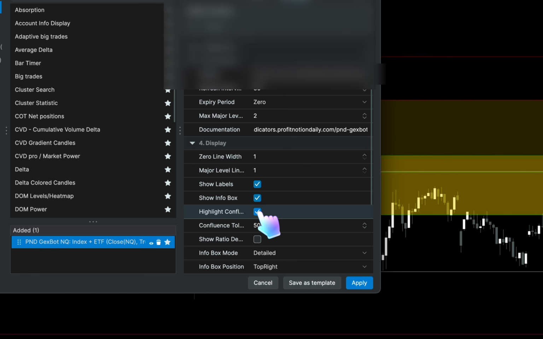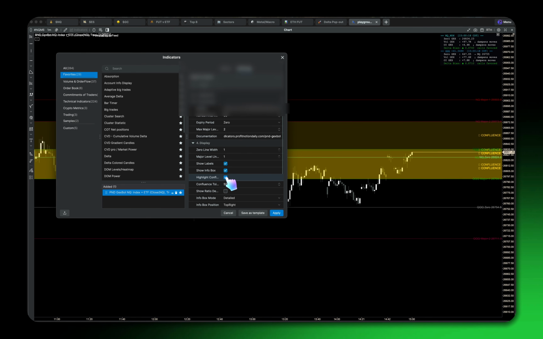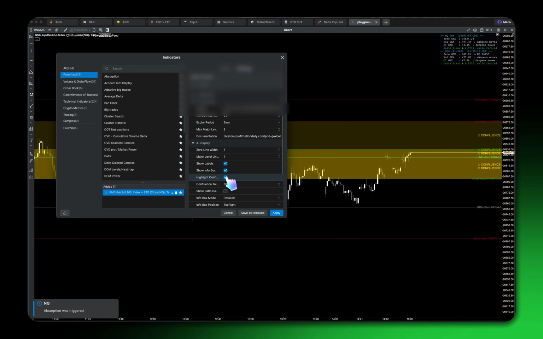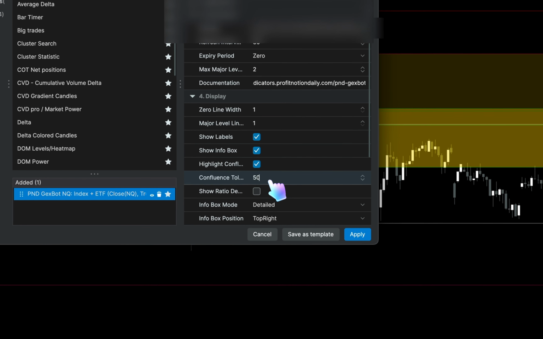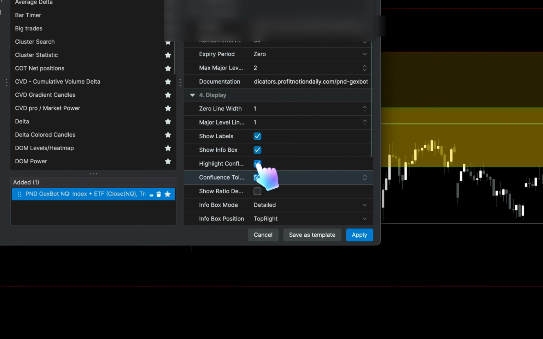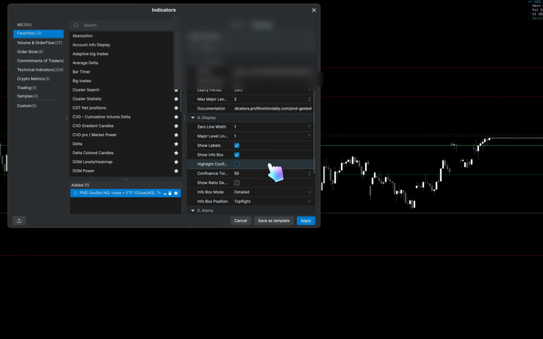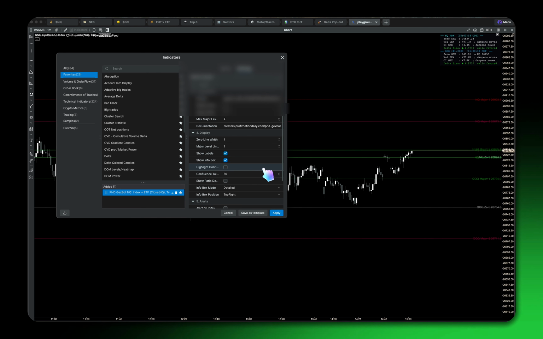If you wanted to highlight confluence, so you can see where NQ and QQQ levels are near each other, within like 50 points or so, you know, okay, these zones are important. You can adjust the tolerance for that, like how many points you want that confluence to happen. And so that's essentially the indicator.